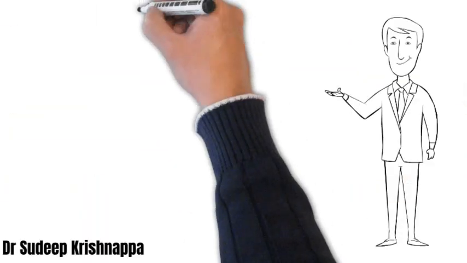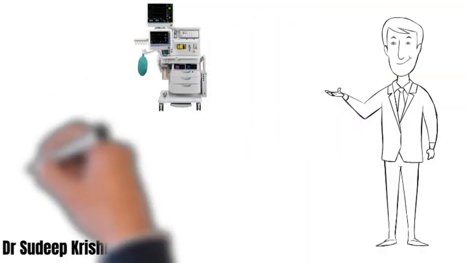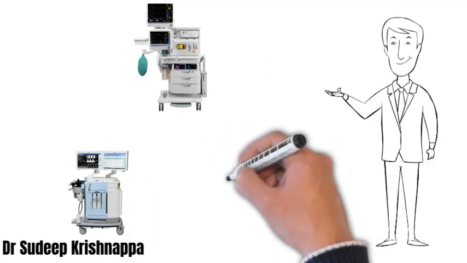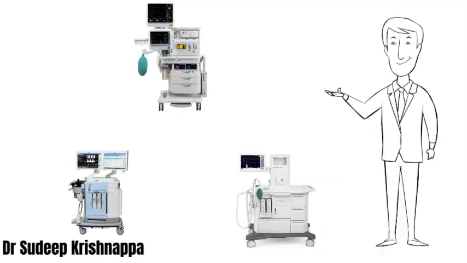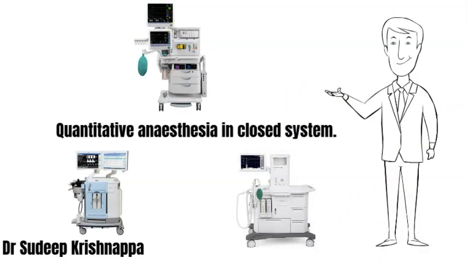If you happen to have access to machines like the GE Aisys, Draeger Zeus, or the Mindray Flow i or Flow e series of advanced anesthesia workstations, you will not find the necessity of having to go through this video. All you have to do is type in the FiO2 you need, the total flow you need, and the minimum alveolar concentration of the agent. The machine would do everything on its own. This is what is called quantitative anesthesia in a closed system.